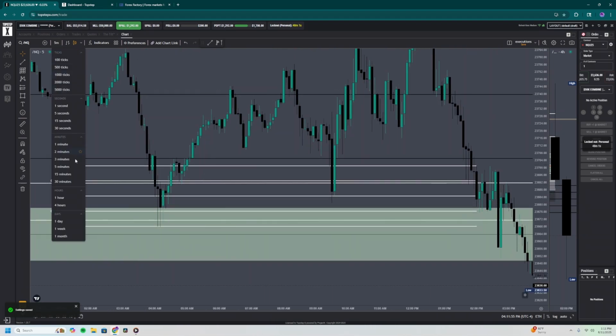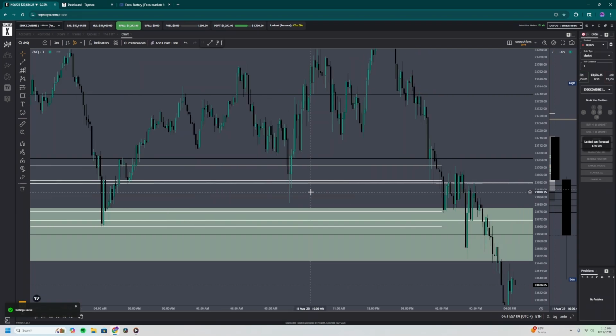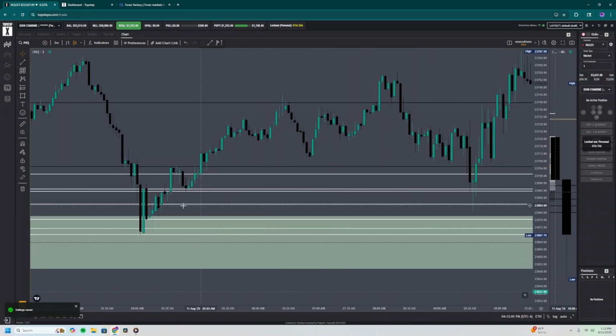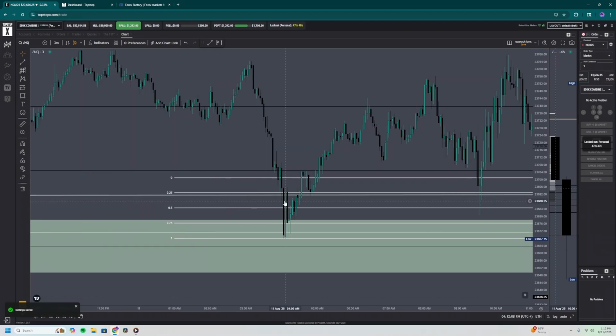Let's go down to the 3-minute. So what's popping on the 3-minute? We have a bigger rejection. We have a bigger order block. Sorry. And then we have nothing else. We have an order block, but this is at the 0.5 level of the 1 hour.